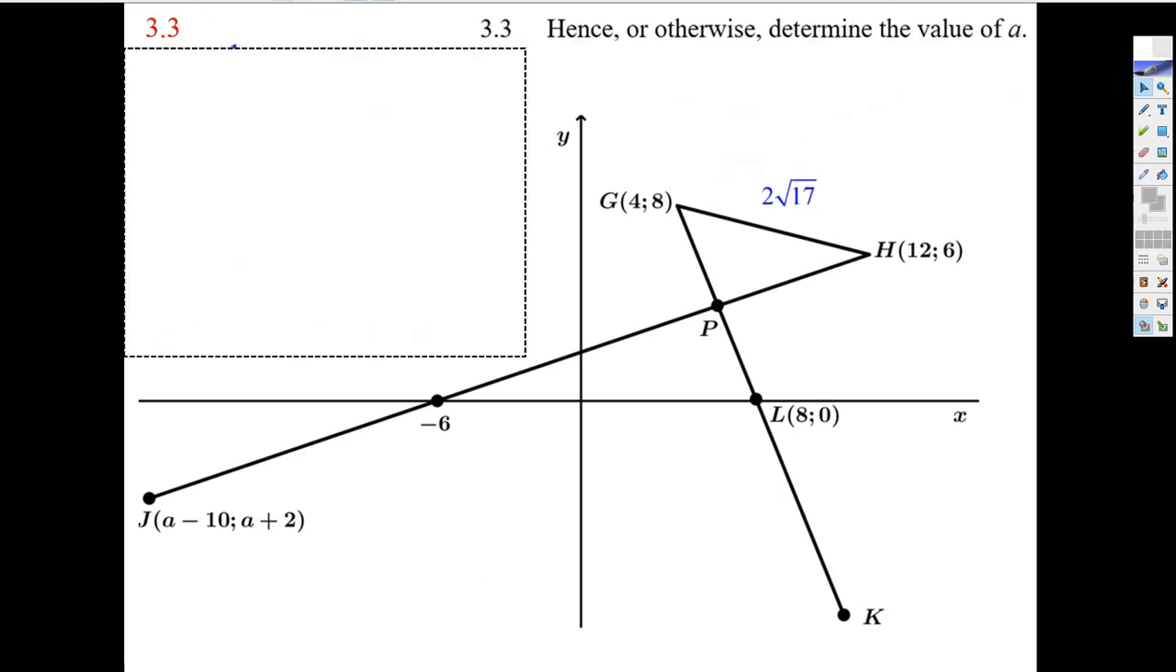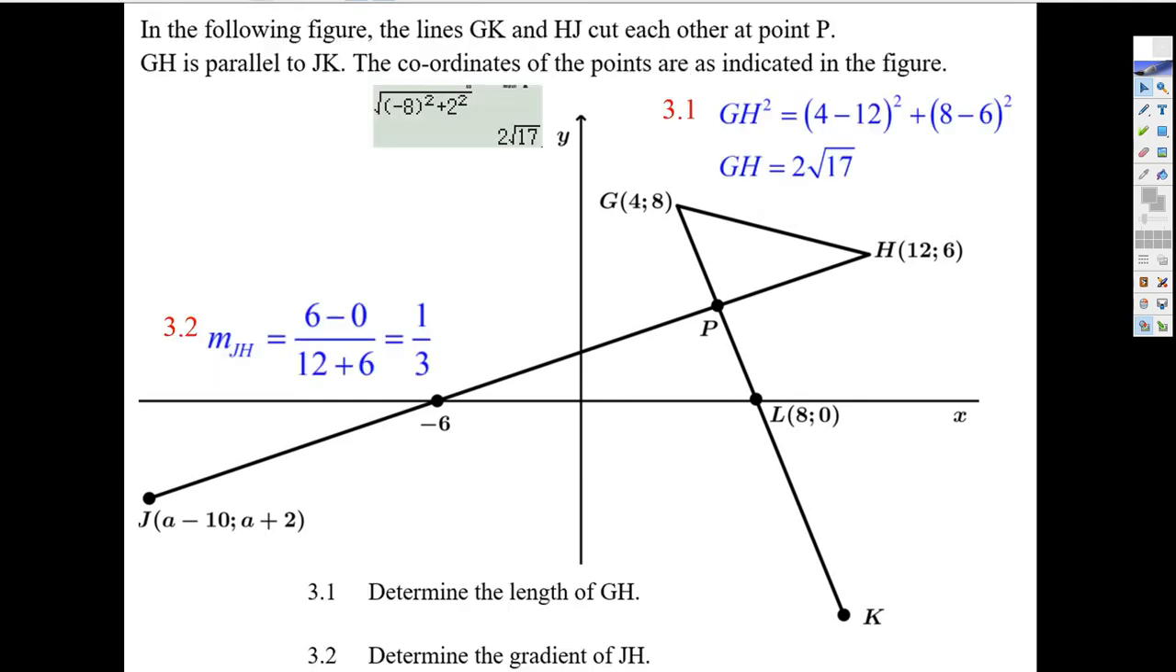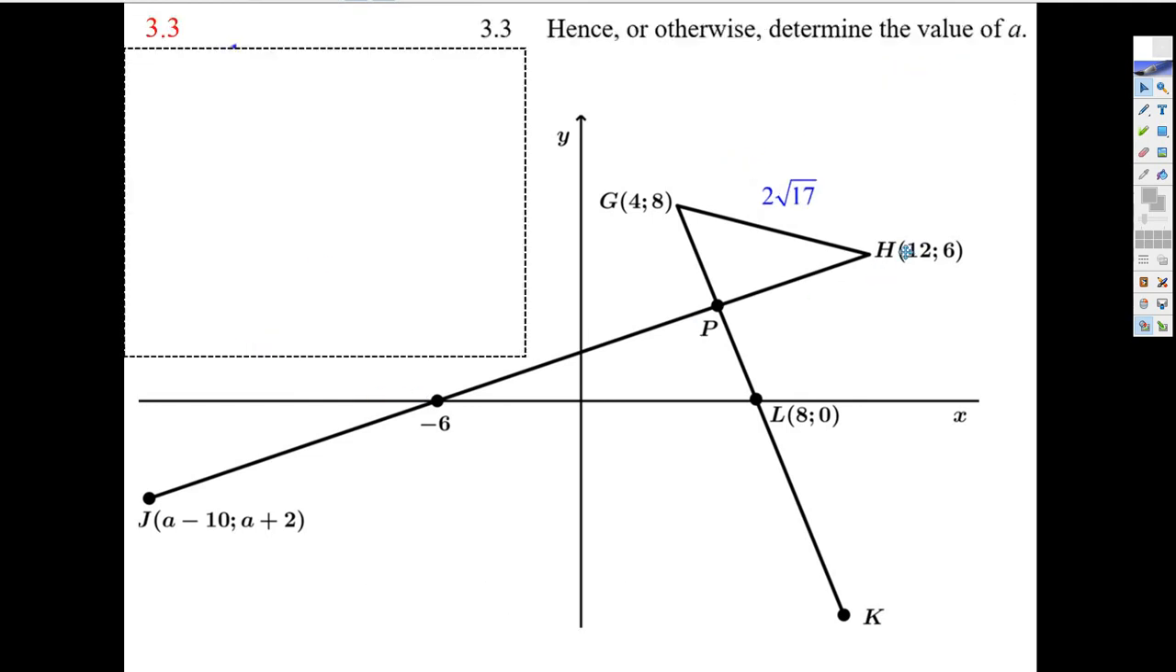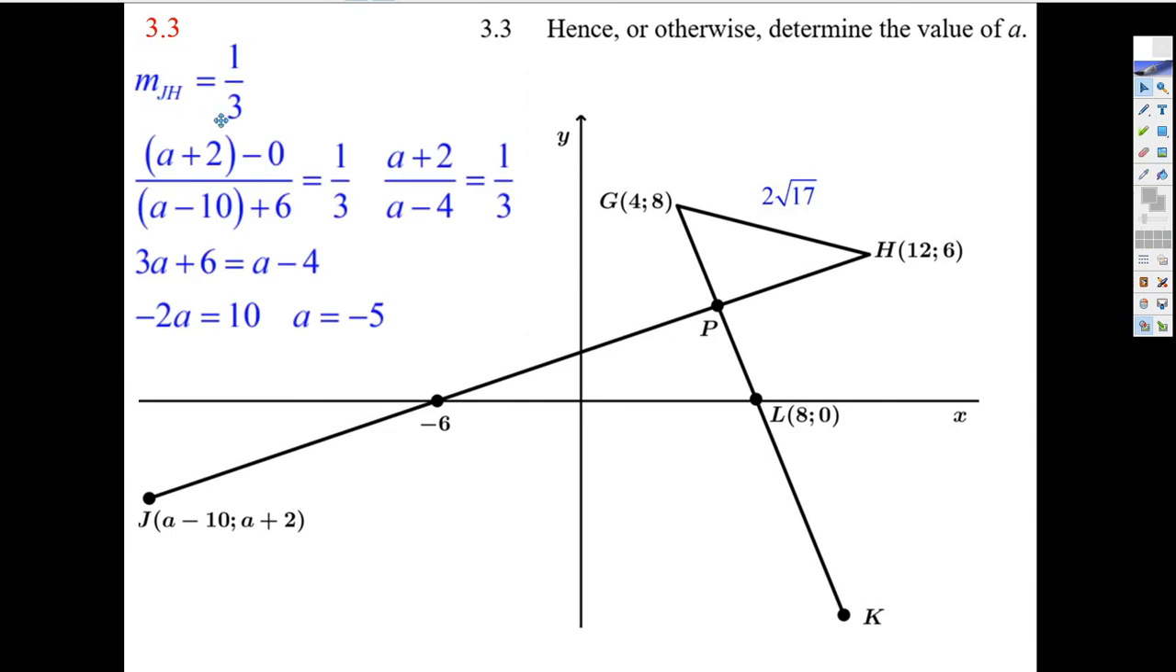Okay, the next question says, calculate the value of A. Well, now we've got this gradient, we just figured it out. This gradient is 1 over 3. Well, we can make an equation. We'll subtract the y values, A plus 2 minus 6, over A minus 10 minus 12. Subtract the y's, subtract the x's, make an equation and make it equal 1/3. We know the gradient's 1/3.